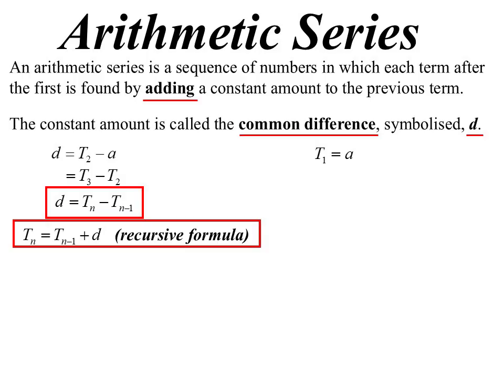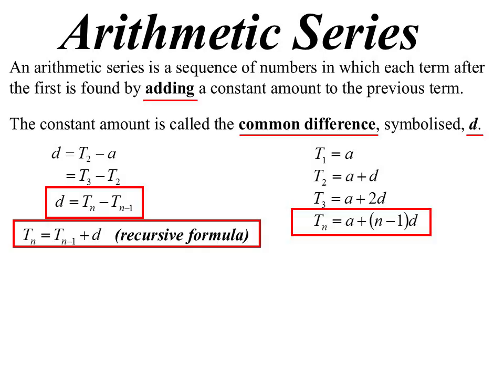Alright, well term 1 we said was A. Term 2, well, we add a difference on, A plus D. Term 3, A plus 2D, and straight away we start seeing a pattern. So we know that any term we could get using this general expression, A plus (n minus 1)D. And there's our general term for an arithmetic series.